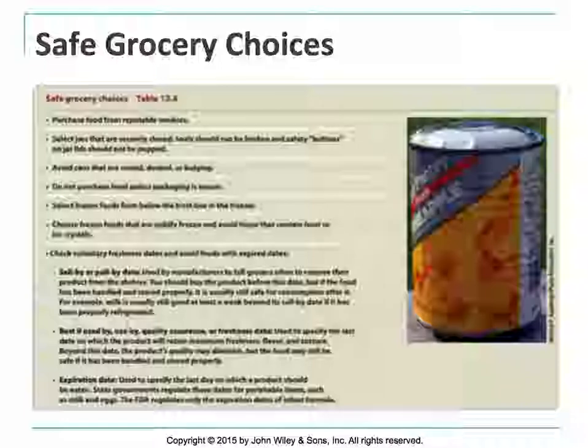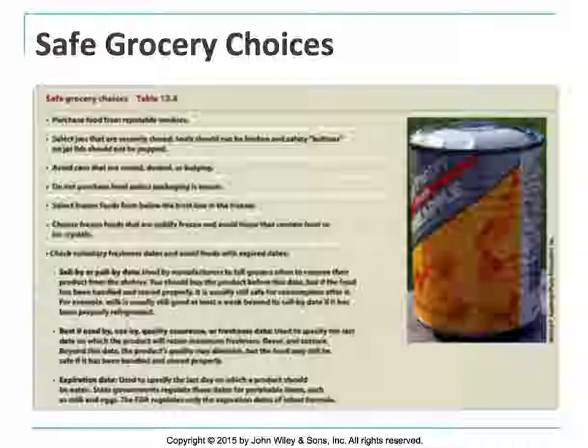Safe grocery choices. This is table 13.4 in your text. It's important to purchase food from reputable vendors. Select jars that are securely closed, avoiding broken seals or cans that are rusted or dented. Not purchasing food unless the packaging is secure. Selecting frozen foods from below the frost line in the freezer. Choose foods that are solidly frozen, and check voluntary freshness dates and avoid foods with expired dates.